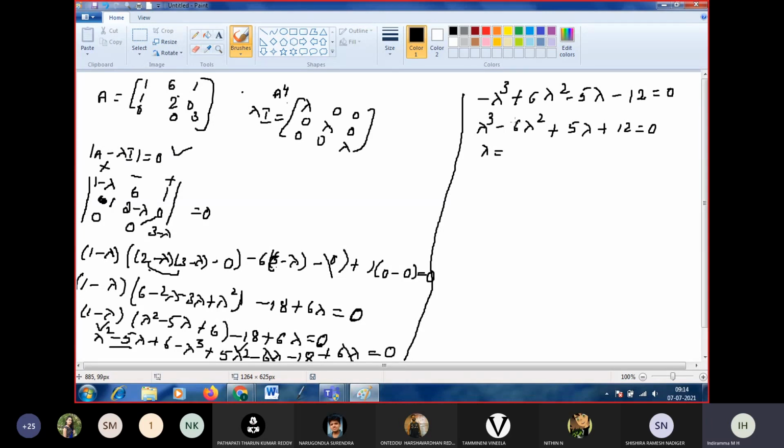What are the roots you got? Hello? All of you have calculator, right? Solve the cubic equation. Tell me the roots. What you got? Now shall I do by trial and error method?